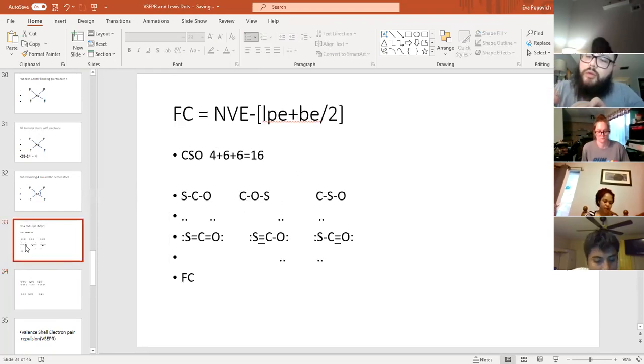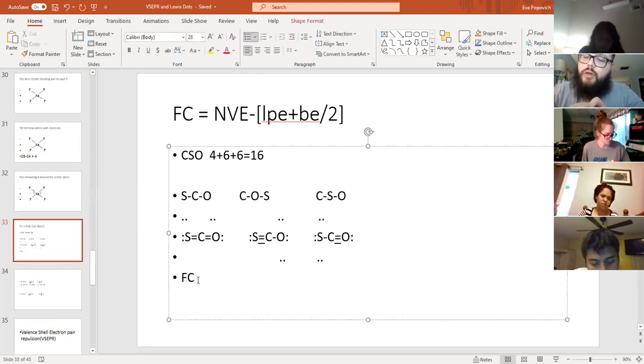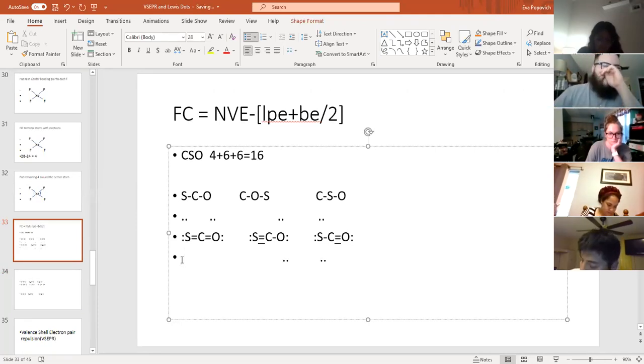Okay, what do we got? Sulfur is 6 normal valence electrons minus 4 plus 4 over 2. Formal charge on the sulfur should be 0.